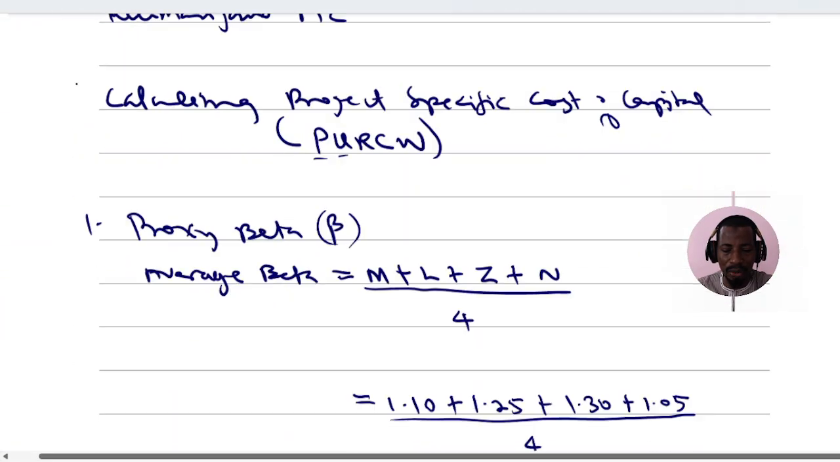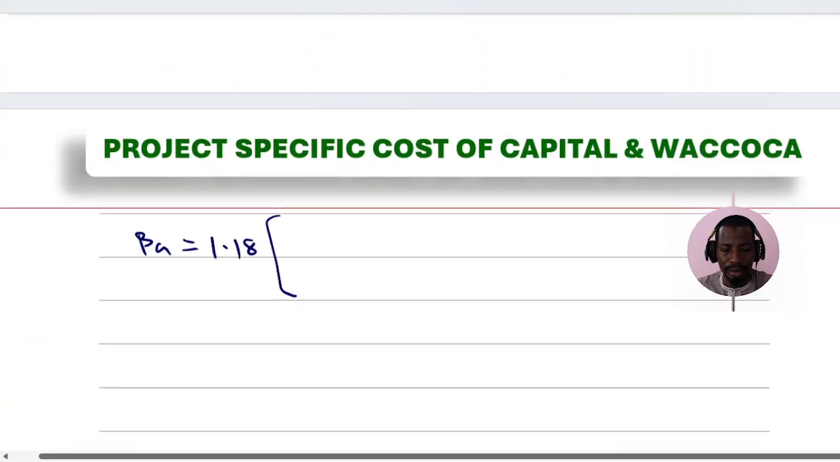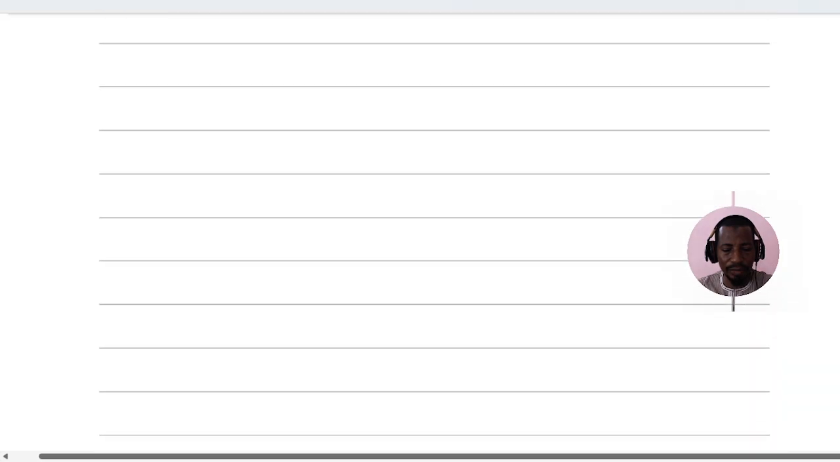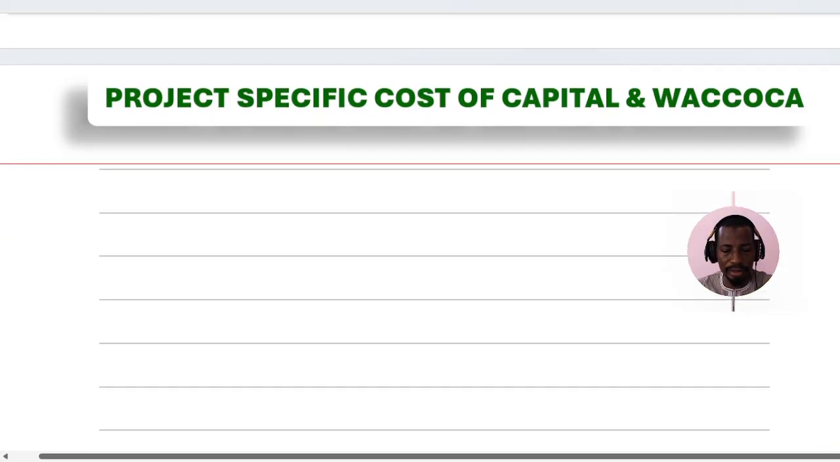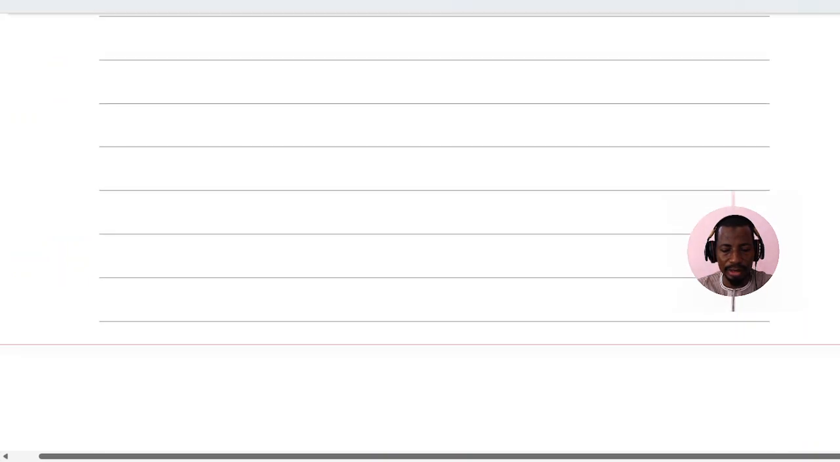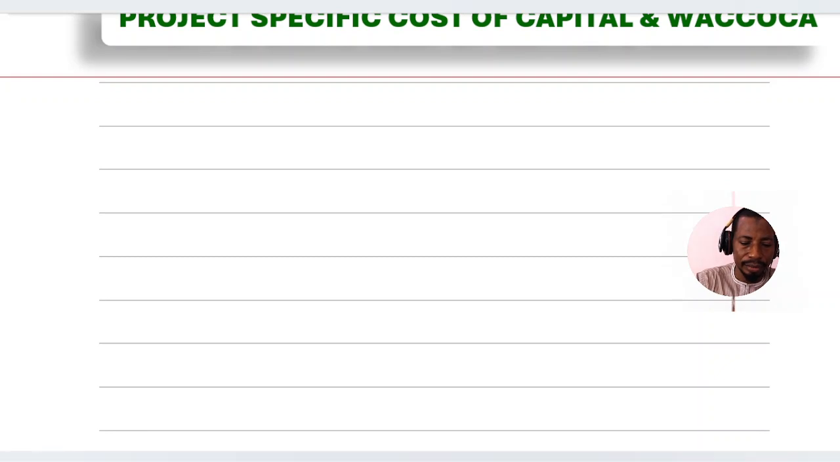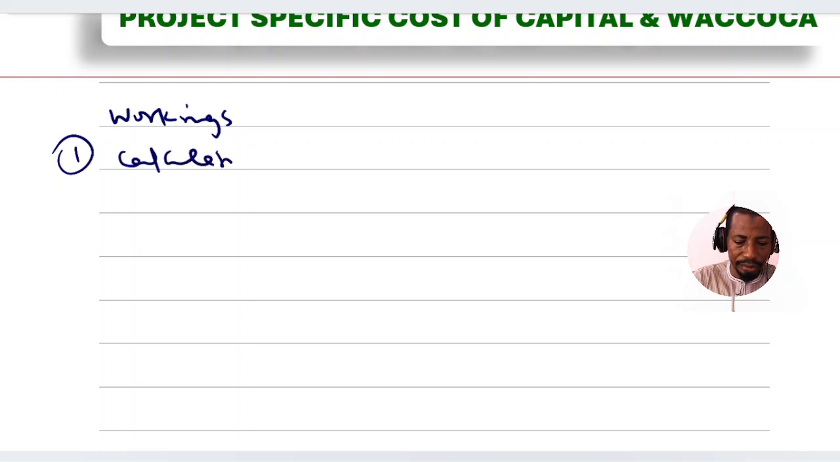So let's go and do our working. Step 3 will be here. Step 4. Then step 5. Let's say our working will come here. So this will be our working. Working number 1. We want to calculate market value of equity.